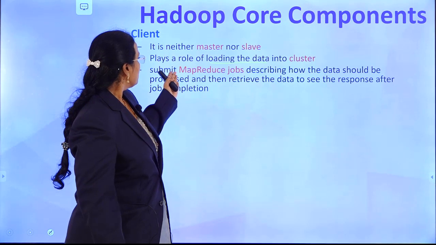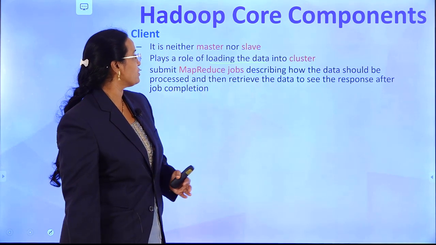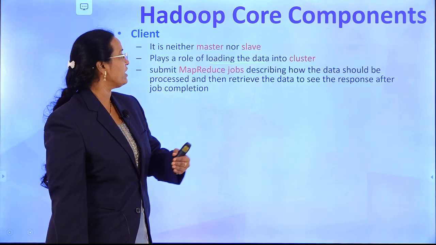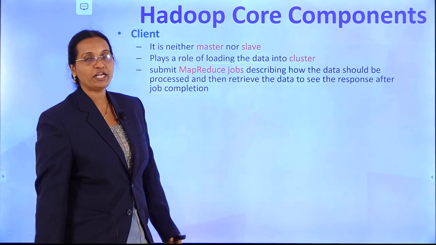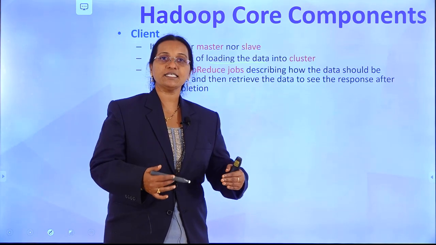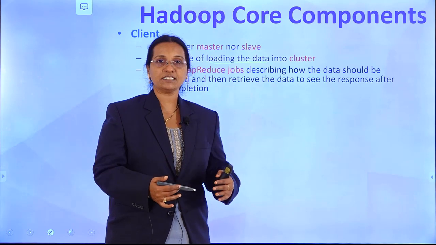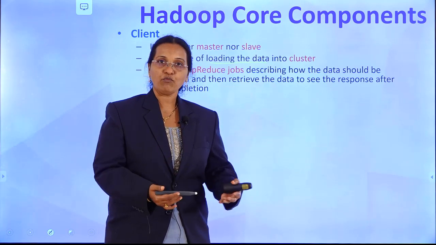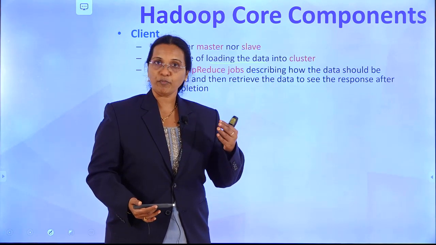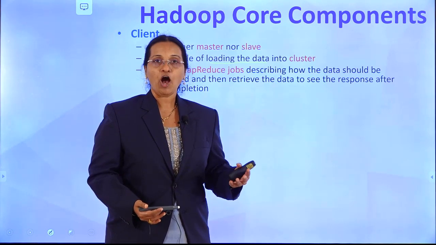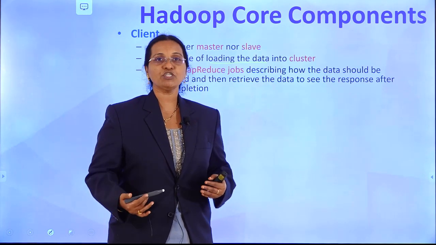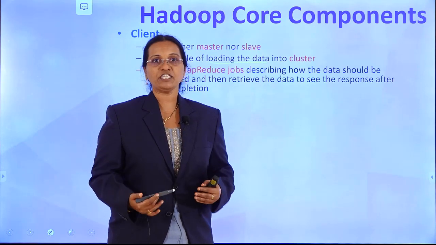Similarly, it submits the MapReduce jobs describing how the data should be processed and then retrieves the data to see the response after job completion. So what is the response I am getting here? I have submitted 100 test cases of coronavirus, and what am I expecting in return? Out of 100 patients' blood samples, how many of them tested positive? My expectation is the positive samples of the patients.